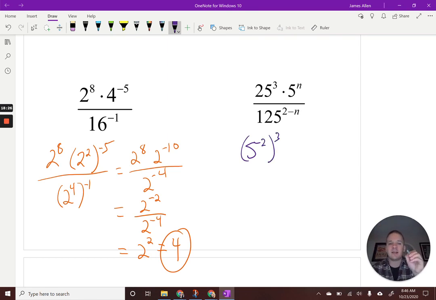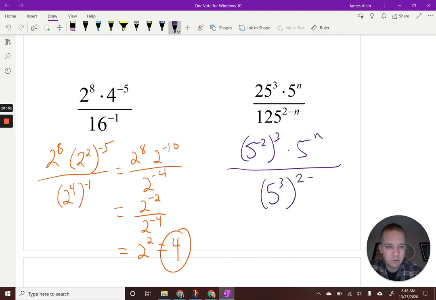And I honestly like to write it out like this. I don't like to just go right from this to this step. I think it's easy to make a mistake, so I think it's nice to write out 5 squared in parentheses, then deal with your exponent property of multiplying those. I just find that to be helpful and to mitigate any mistakes. Then I have 5 to the n divided by 5 to the third, all raised to the 2 minus n.